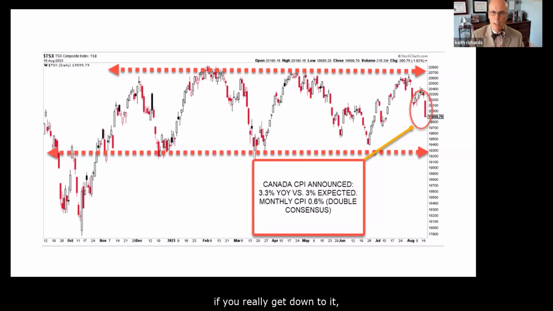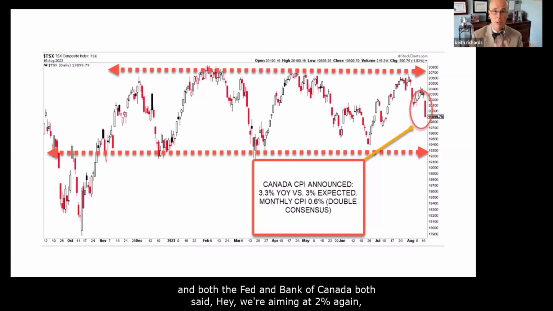Now, if you really get down to it, long-term inflation in North America, both Canada and the US, tends to average around 3 to 3.5%. If you go back 50 years, the long-term average has been right around where it is right now. So we shouldn't be panicking. But the problem is we've got two situations. Number one is everybody's kind of got used to 2%, and both the Fed and Bank of Canada said, hey, we're aiming at 2% again, which may be a fantasy, and I've talked about that before.